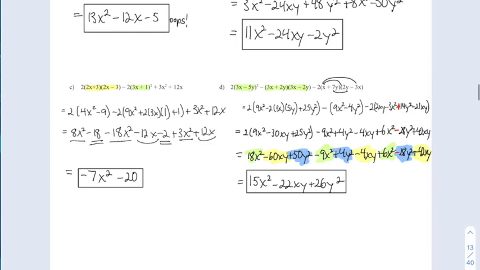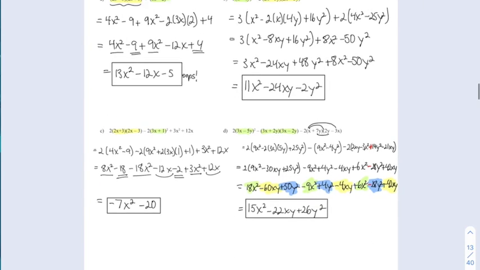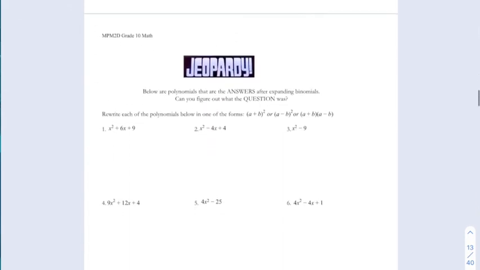Okay, so there you have that. Now I'm going to try to use the pattern backwards. So I hope you guys are all familiar with the show Jeopardy! Basically, you get the answer in Jeopardy and you're trying to figure out what the question was. So I want you to think about that this way with polynomials.